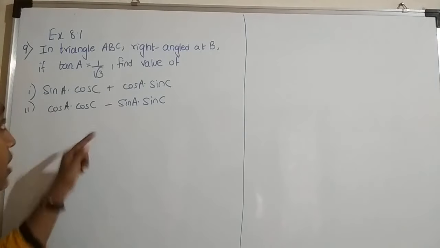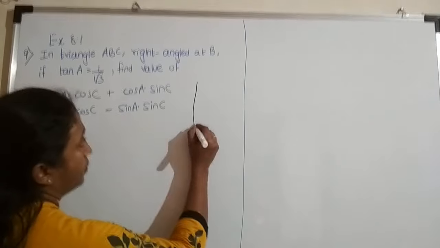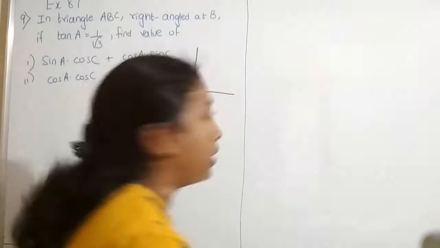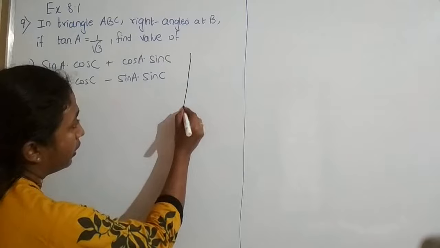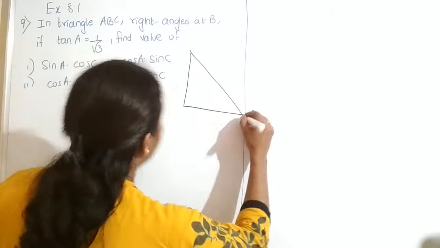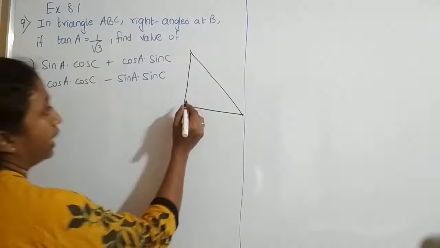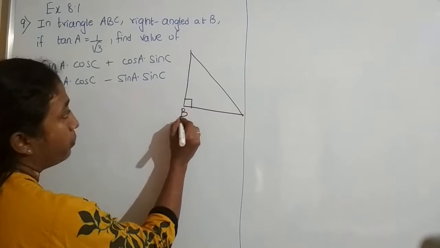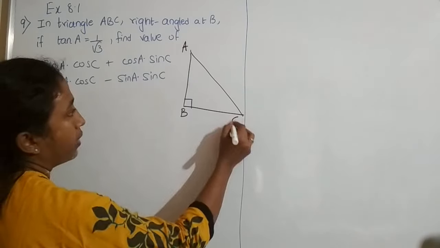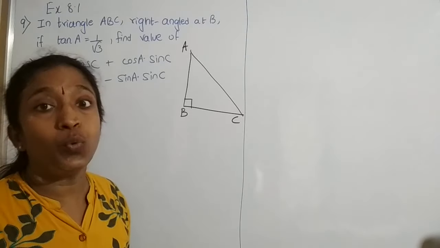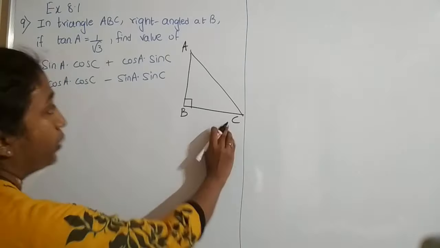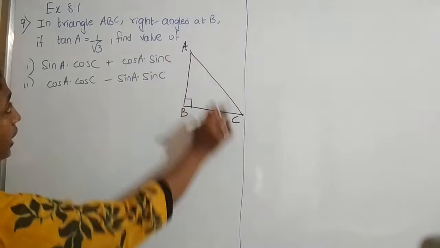So first in this case, first you make a right angle triangle. So we are drawing a right angle triangle. It is given that it is a right angle triangle ABC which is right angled at B. So this is A and C. As we know, trigonometry we study with respect to the ratio of sides with respect to acute angles. So these are our acute angles A and C.